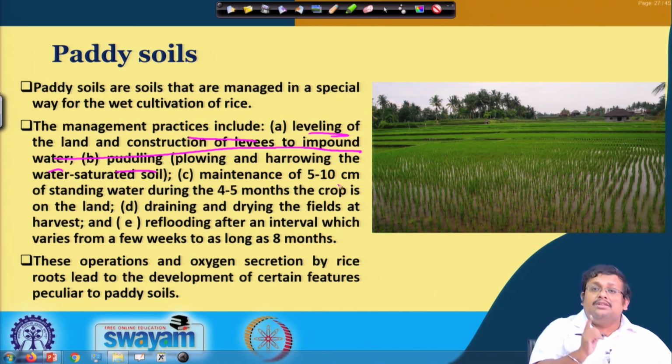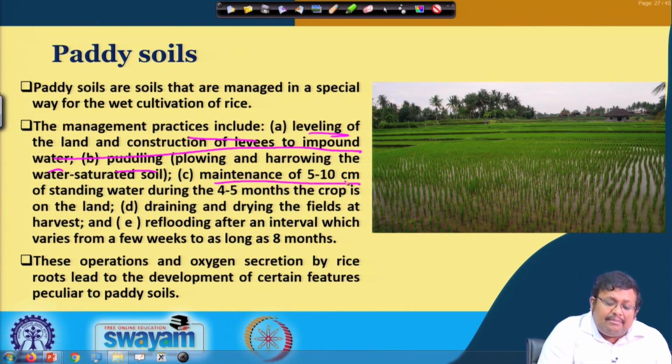So, remember puddling is always done in case of water saturated soil by ploughing and harrowing. Harrowing is basically done to break the clods. Now, leveling of the lands, impounding the water and then puddling and then maintaining 5 to 10 centimeter of standing water during the 4 to 5 months of the crop.